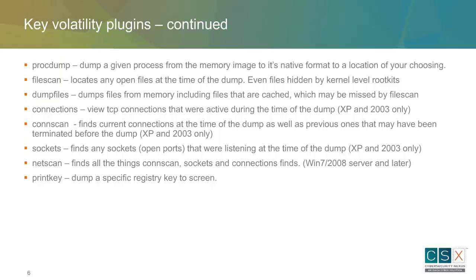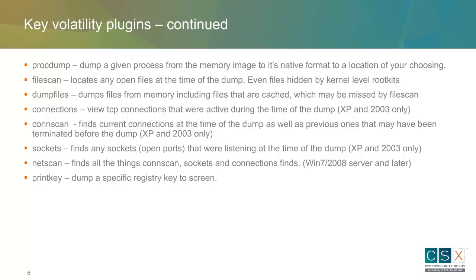We use this quite a bit when we find something that's suspicious or we don't know what it is in memory. We can ProcDump it right out and then actually put it in a sandbox and launch it and see what it does. Very useful feature there. There's also File Scan. File Scan is very useful as well because it locates any open files at the time of the dump, even the files hidden by kernel level rootkits. So even those can't hide from it, which is a very significant point that we'll see later.